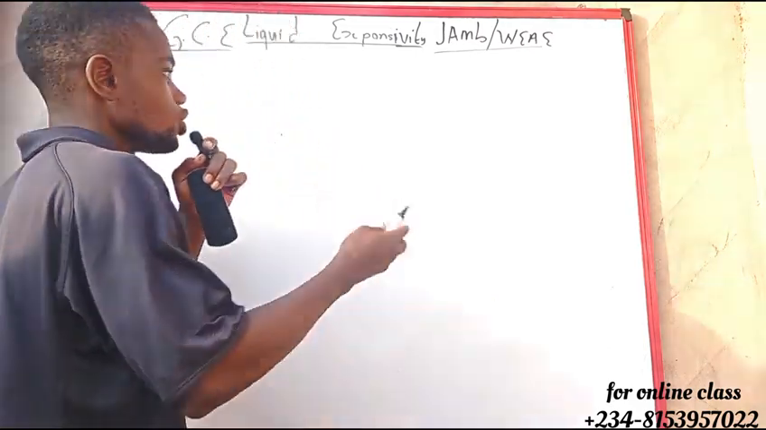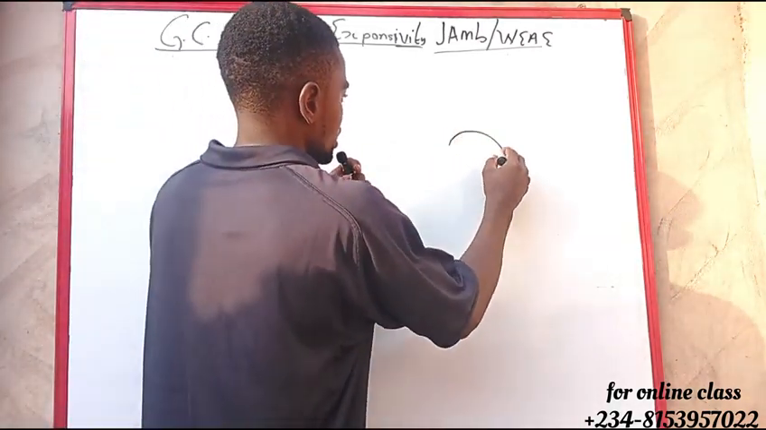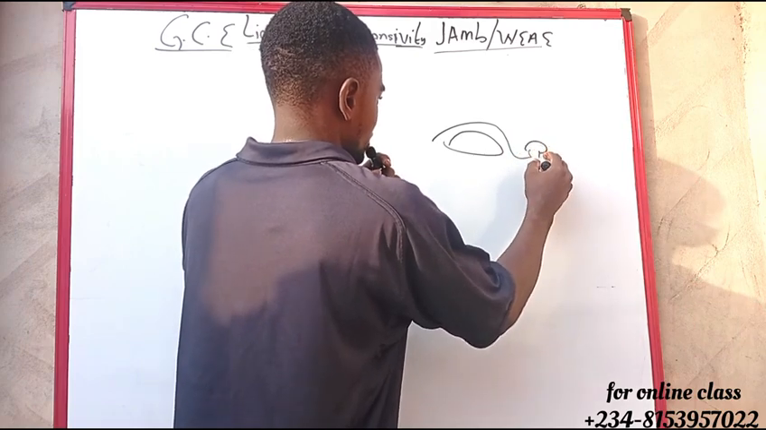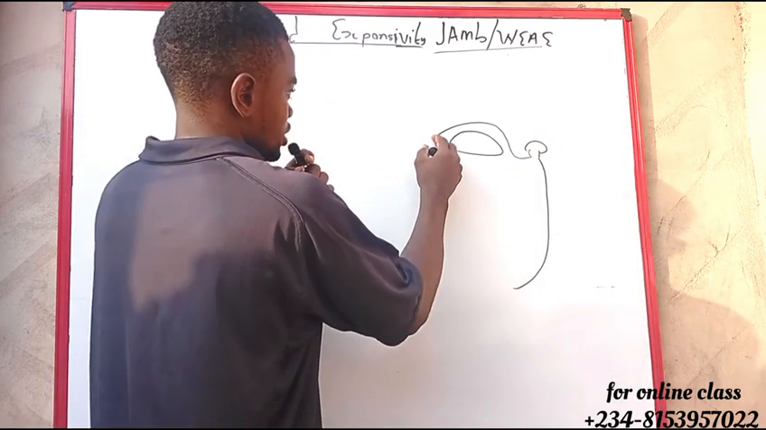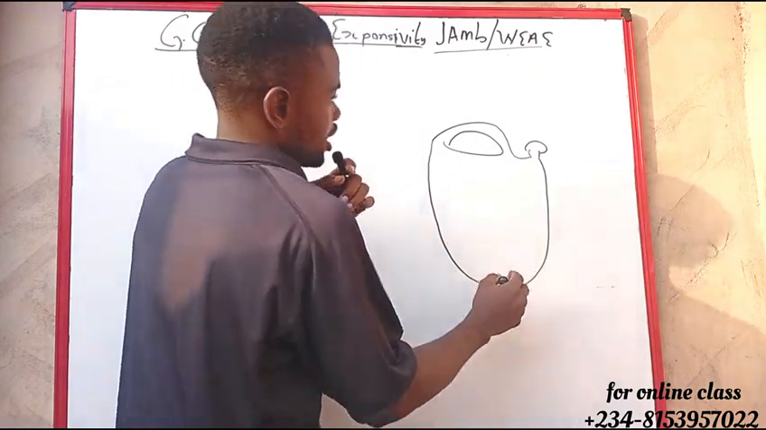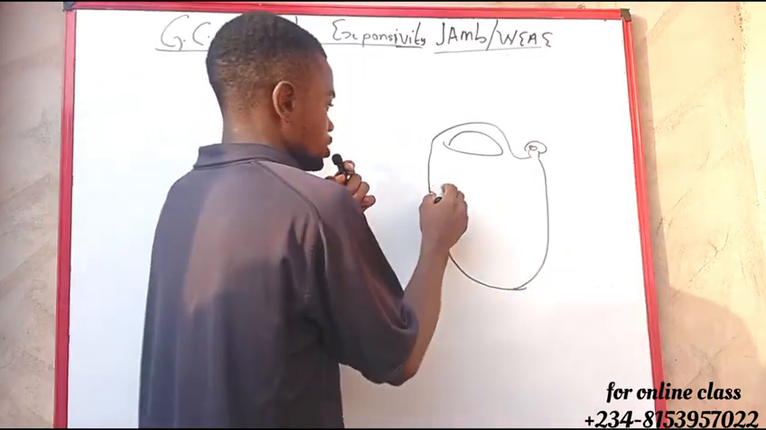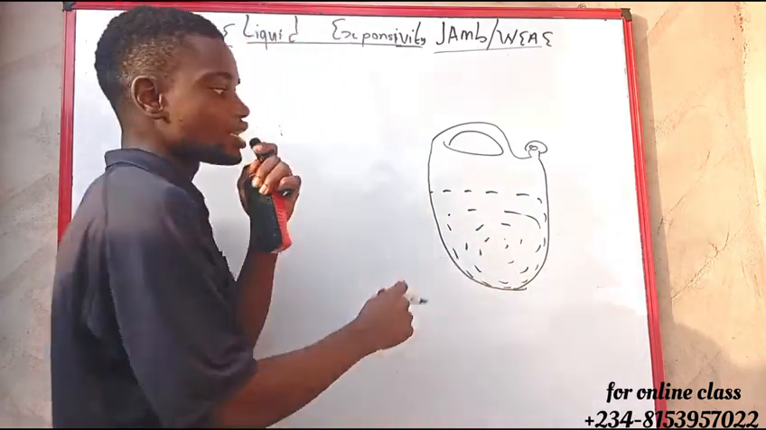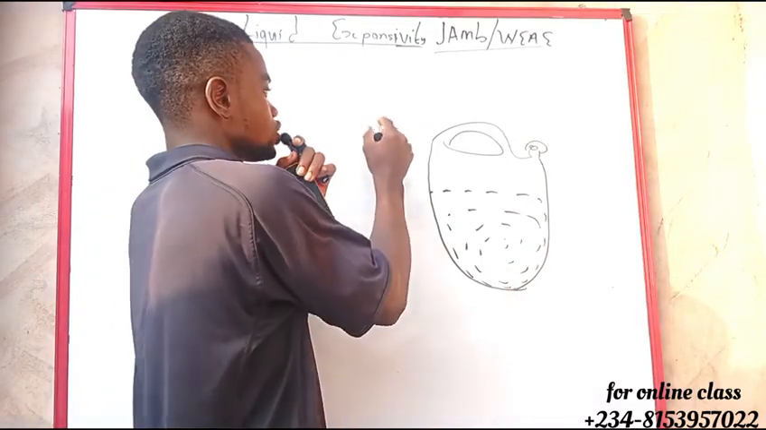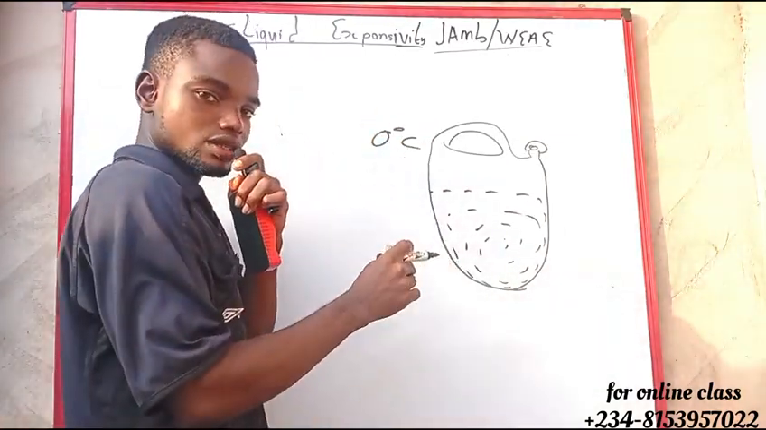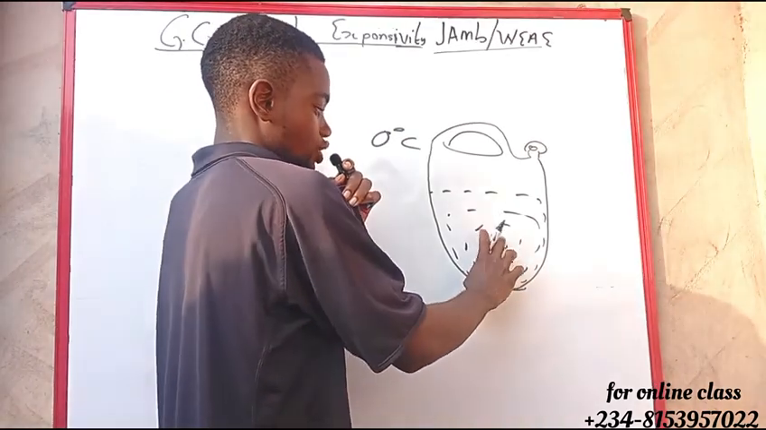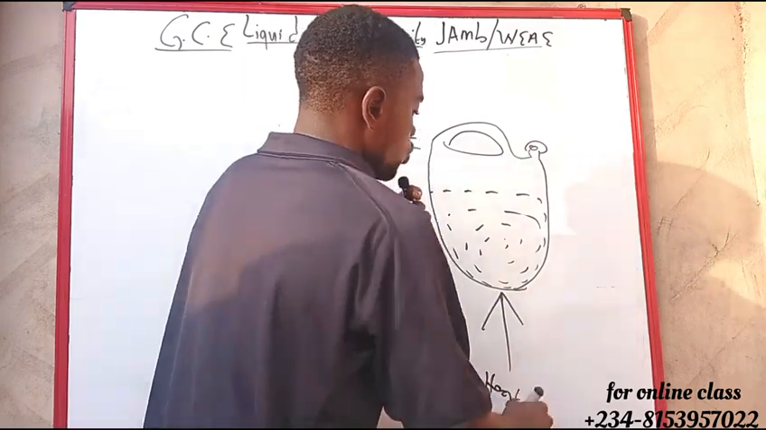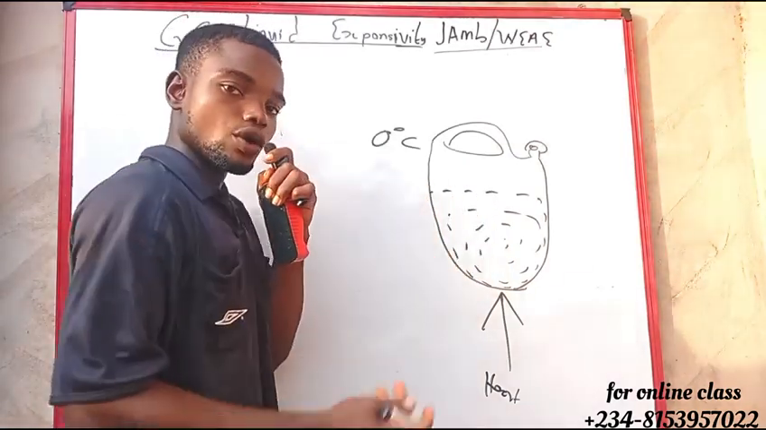Now, for instance, what is going on when you put it in a container? Let's say this here is a gallon. Pardon me for this drawing. So this is a gallon. Now, let's say there's a liquid in this gallon. What happens if you increase the temperature? Let's say it was 0 degrees Celsius. Now, if you increase the temperature, maybe you put it on a Bunsen burner and increase it with heat, what happens?